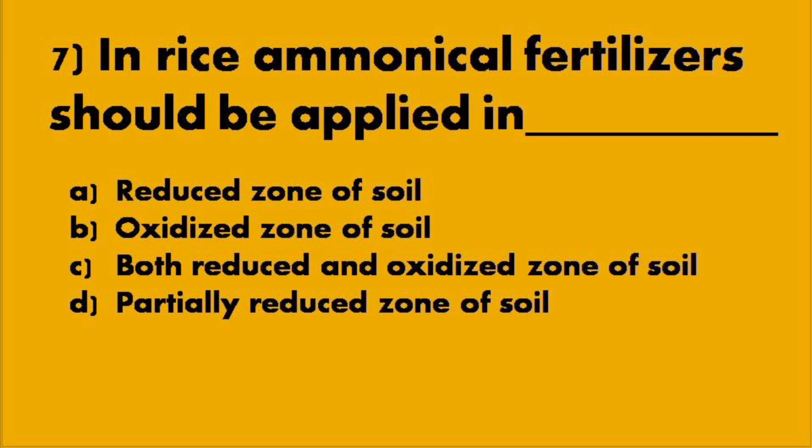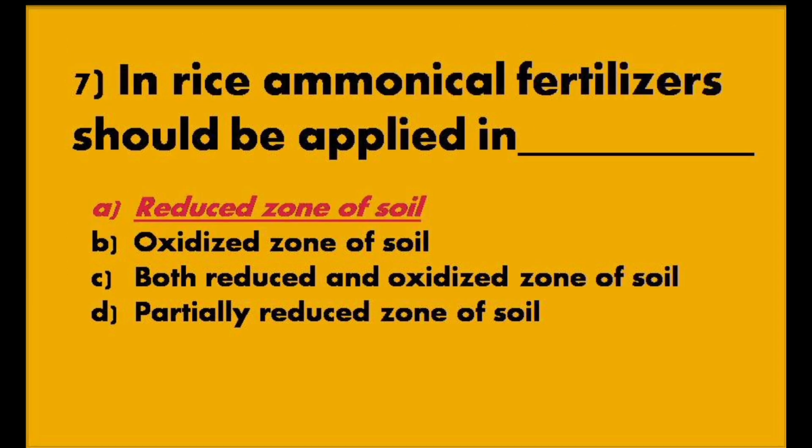Option A, reduced zone of soil. Option B, oxidized zone of soil. Option C, both reduced and oxidized zone of soil. Option D, partially reduced zone of soil. Answer, option A, reduced zone of soil.